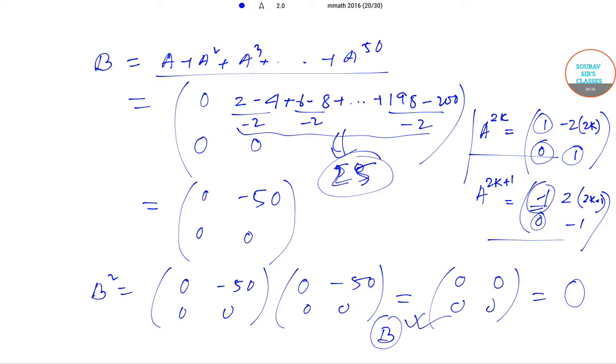So today we solved this question from the ISI MMath question paper of year 2016. This is question number 18. We will solve the next questions in the subsequent videos.